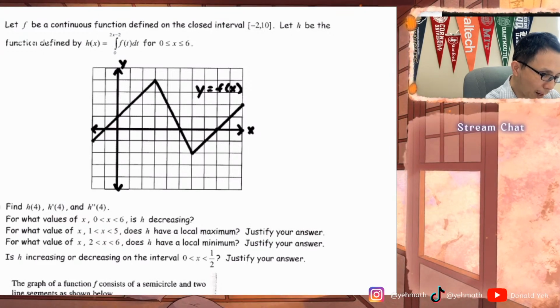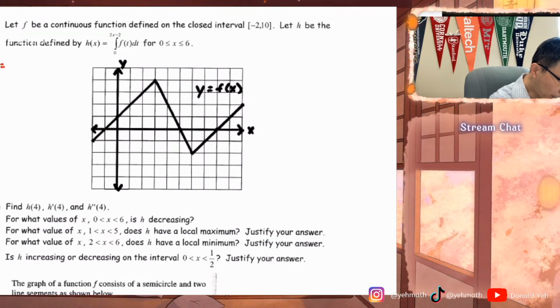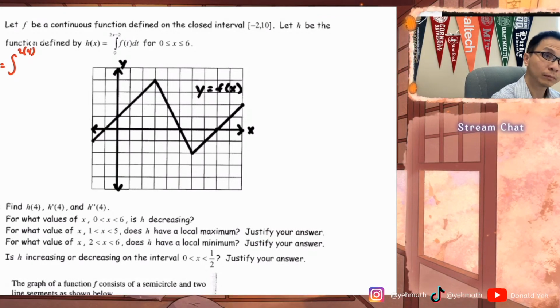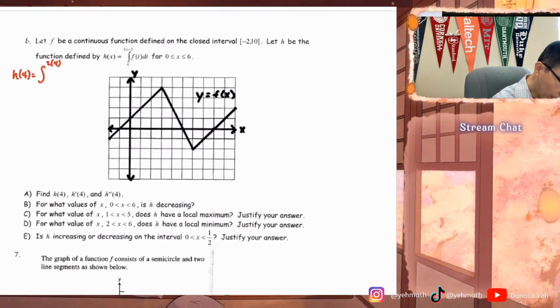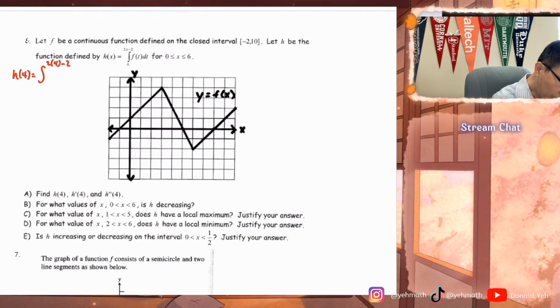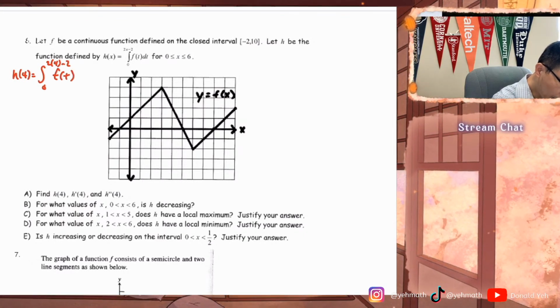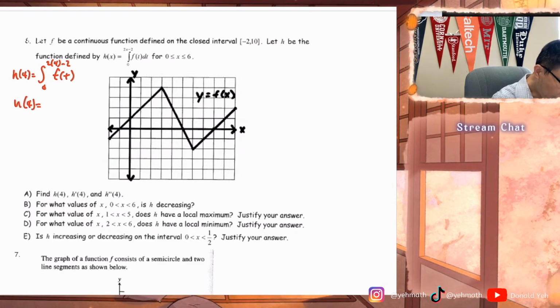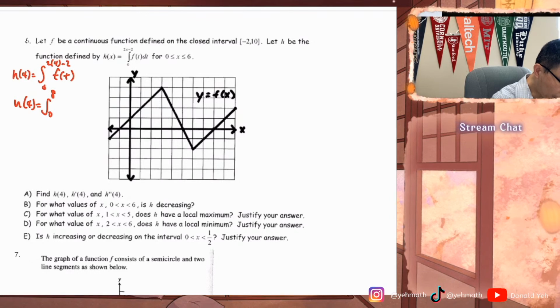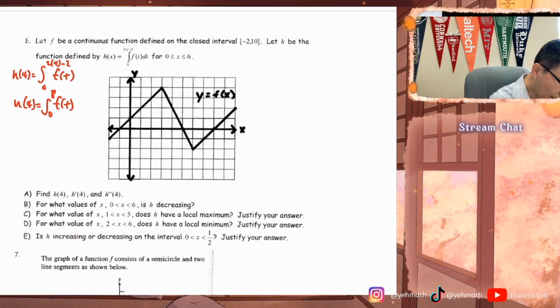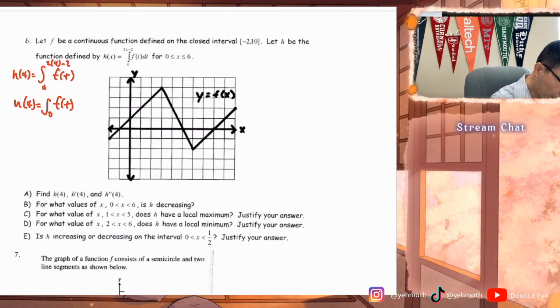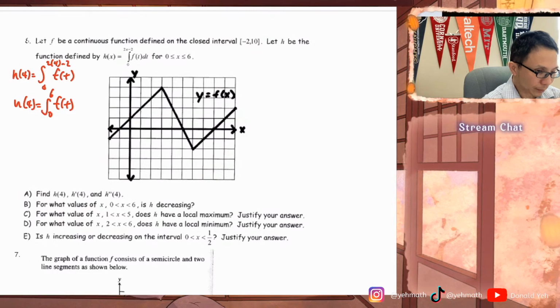So I'm going to start with the first questions. I'm going to start with h of 4. H of 4 is equal to the integral from 0 to 2 times 4 minus 2 of f(t). So h of 4 is equal to the integral from 0 to 8 of f(t). Oh, it's not 8, it's 6. I can add. I fail at AP counting.